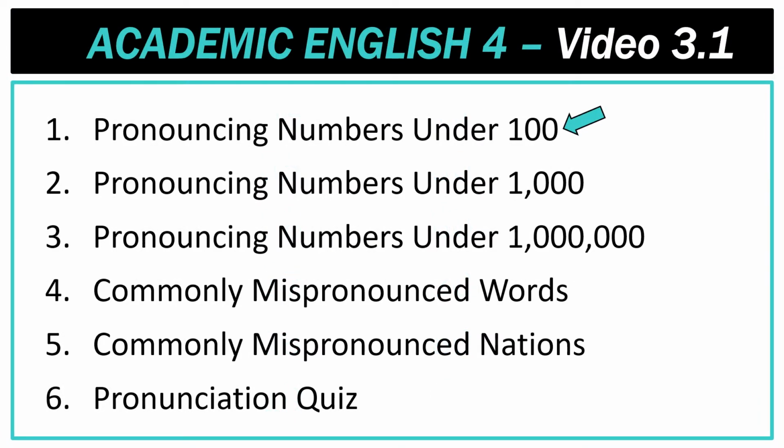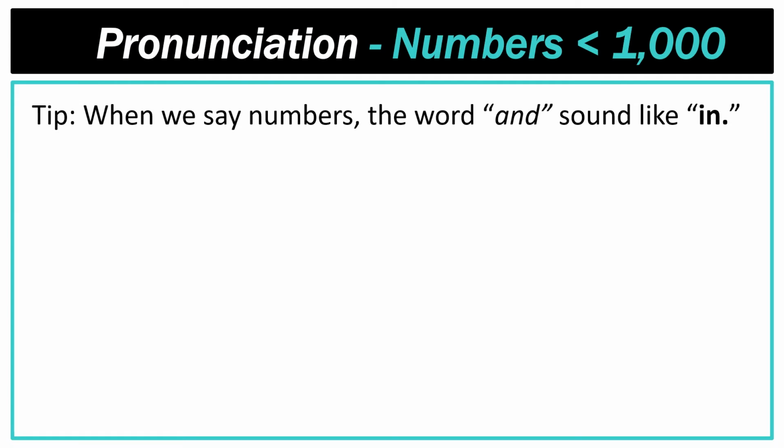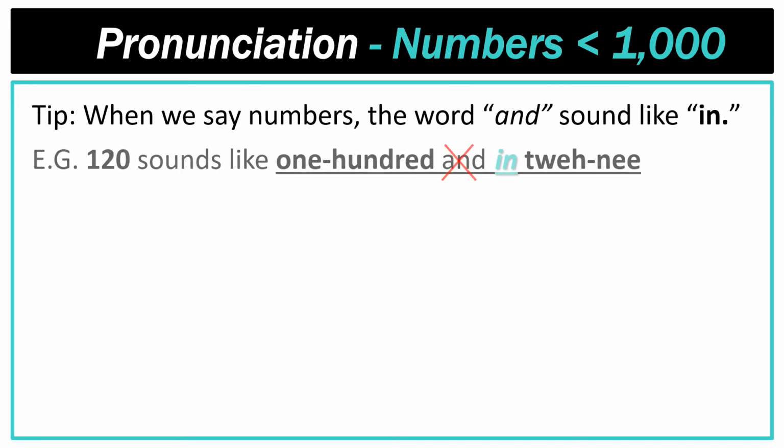Now that you have learned how to pronounce numbers that are less than 100, let's learn about pronouncing numbers that are under 1,000. Here's another tip. When we're speaking fast, we're speaking fluently, we usually don't say and. Usually and sounds more like in. When we say numbers, the word and sounds like in. For example, this number sounds like 120.